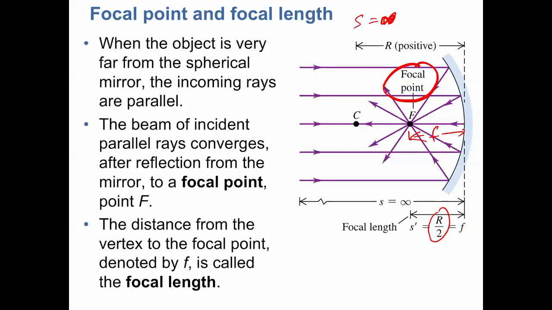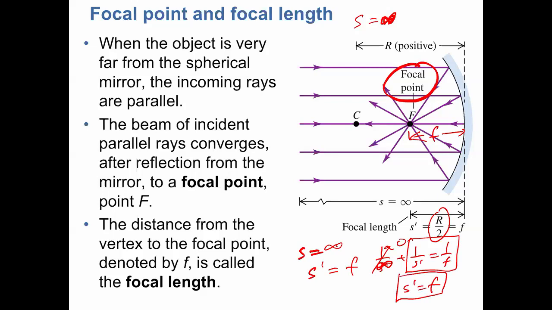In this particular case, when s equals infinity, then s prime equals f, because when I use 1 over s plus 1 over s prime equals 1 over f, if s is infinitely far away, 1 over infinity equals 0, then you have 1 over s prime equals 1 over f, which means s prime equals f. So in this case, the image will be formed at the focal point.